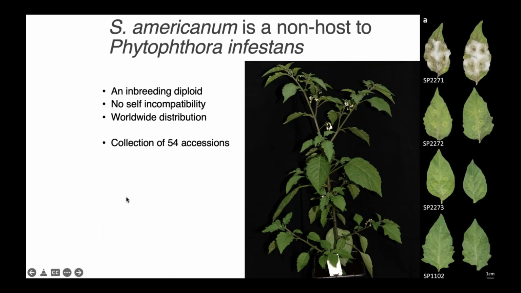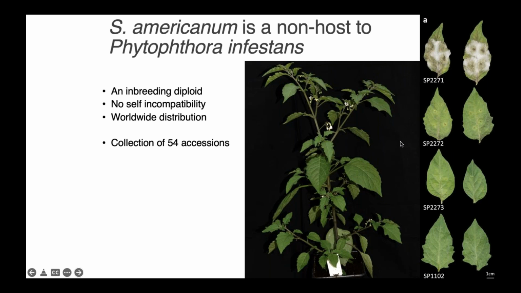But to do this, we have our favorite source of resistance gene, which is Solanum americanum. This is a wild diploid species which has a worldwide distribution and is very amenable to genetics due to its ability to be inbred and also have complete self-compatibility. You can see an example of a detached leaf assay on these different americanum accessions on the right.